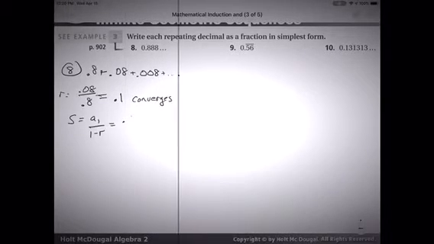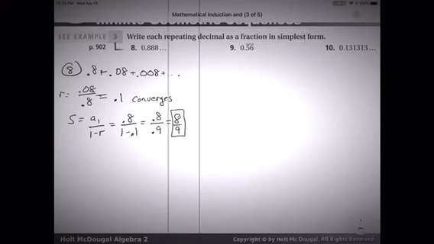So we'll do a sub 1, which is 0.8, and divide that by 1 minus 0.1, which is going to be 0.9. So 0.8 divided by 0.9. We can just multiply by 10 on both of those. 8/9 is the fraction that is equal to 0.8 repeating.